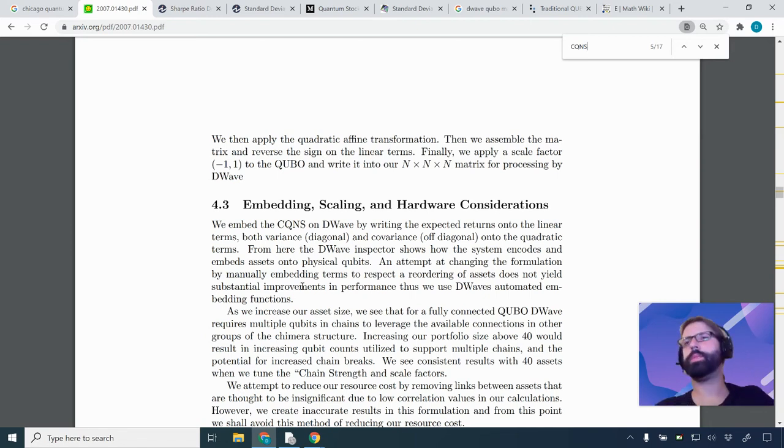So, if I understand this well, it's basically you put the expected returns into the linear terms, and then both variance and covariance, the diagonal, into the quadratic terms.